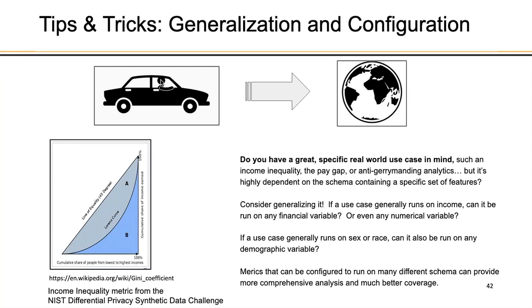When you do that, you want to be able to say in your metric write-up, okay, this parameter in my metric can take any demographic variable or any combination of demographic variables, and this parameter can take any numerical variable. And that way you get from one use case to a more general thing. This is, for example, the Gini coefficient, which was one of the analytics we used in the last match of the last differential privacy challenge. Next slide.